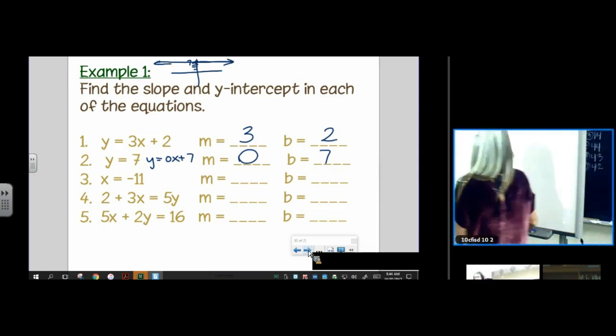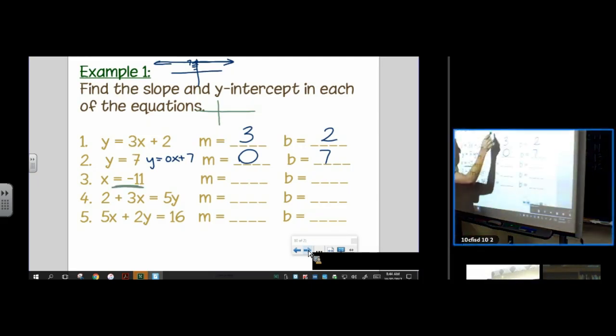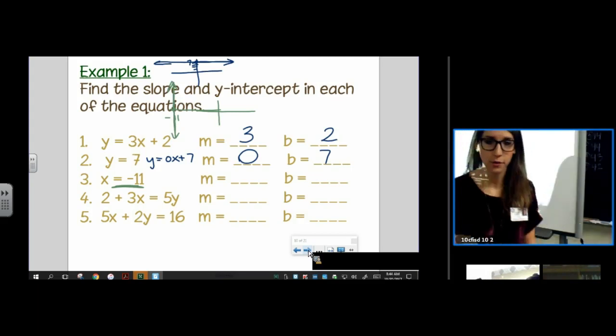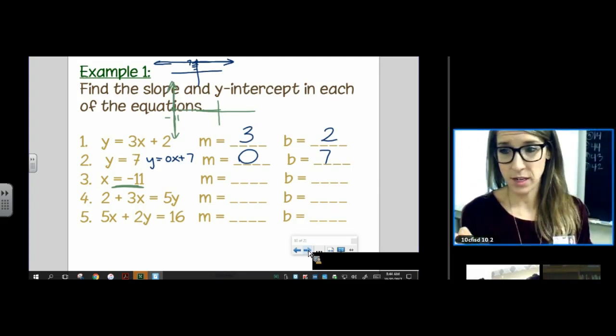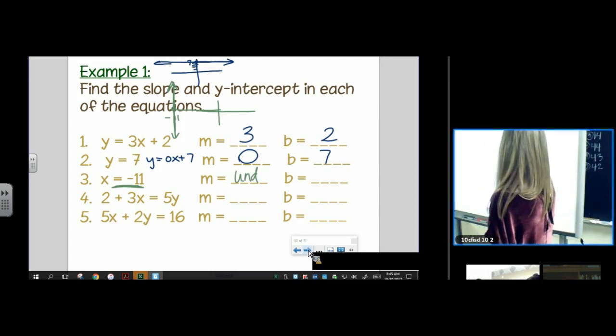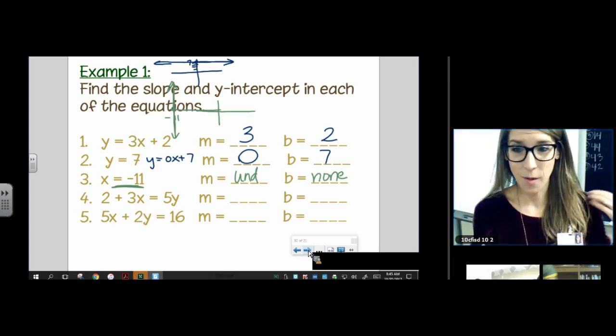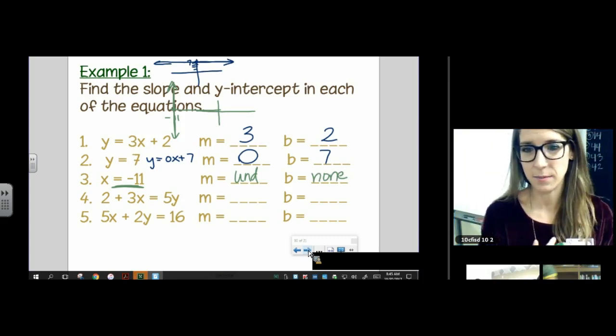Same thing with number 3. You could graph it. You go to x equals negative 11, you put a dot there, and then you stay at negative 11 forever and ever, and you're not allowed to move. That one does not have a slope of 0. That one has a slope of undefined. And that one does not have a y-intercept. It's parallel to the y-axis, so there is no y-intercept.